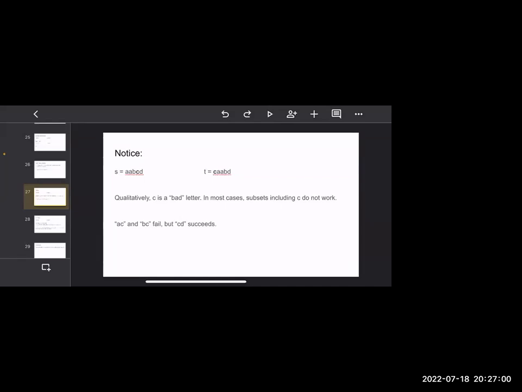So how do we jump from this reasoning to a quantitative algorithm? In addition, we can notice that A and C will fail, B and C will fail, and C and D succeeds. So we have this letter that fails most of the time. How do we determine exactly which position it fails? That's the question. I'll just let you sit on that for a while.